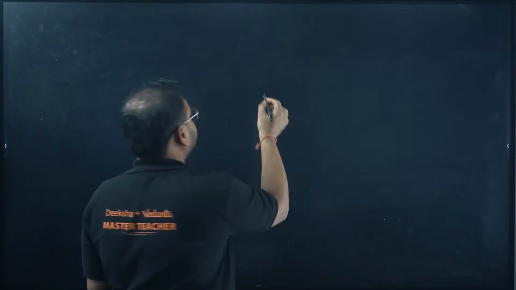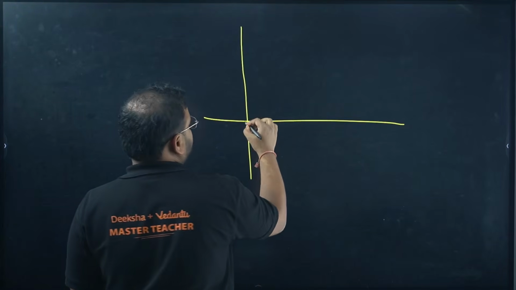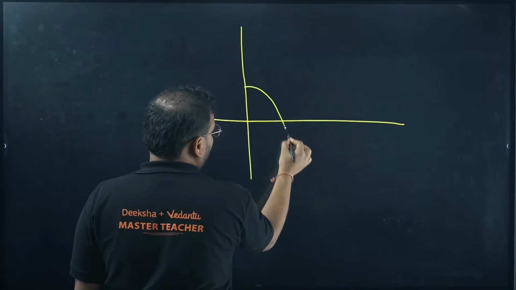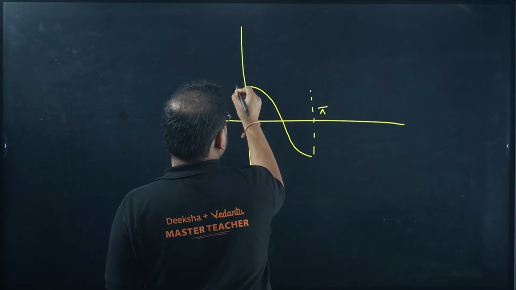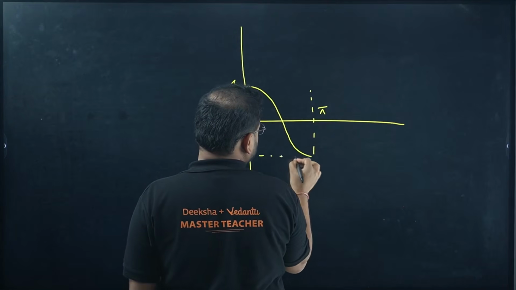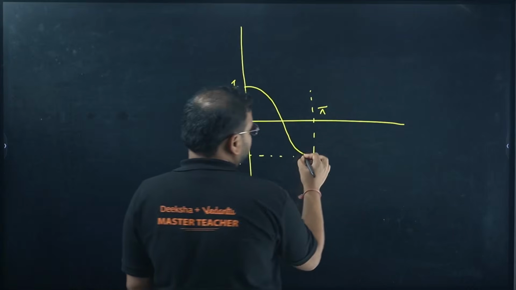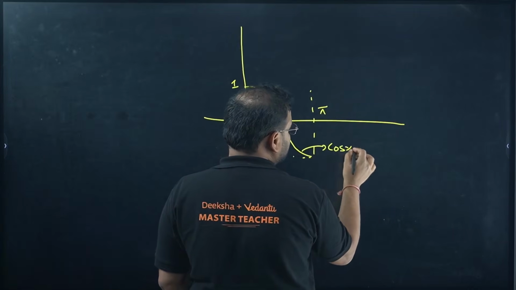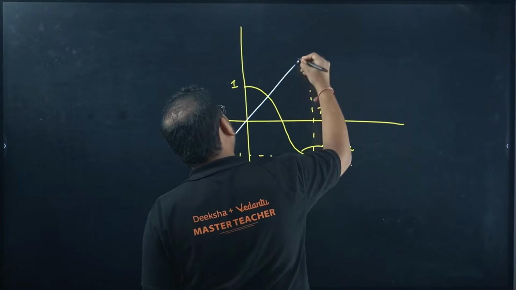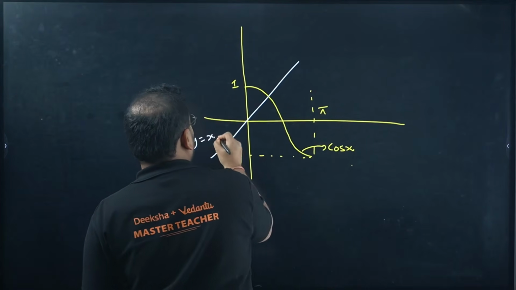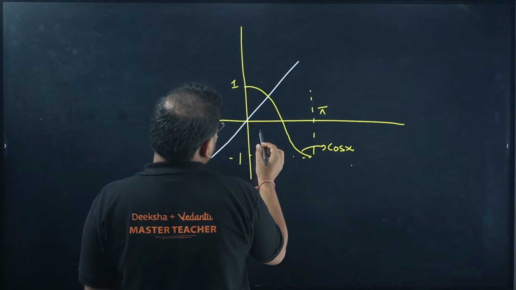Okay, the domain and range. Check this out. So for cos x, I'll start from here and go till here. This point is pi, this value is 1, and this value is minus 1. This is the curve for cos x. To draw the curve of cos inverse, you will take this line, the y equal to x line, and take the mirror image. So you'll get this result, right?